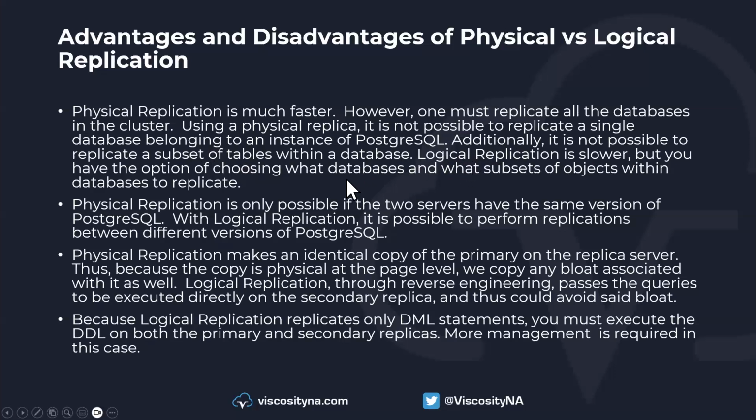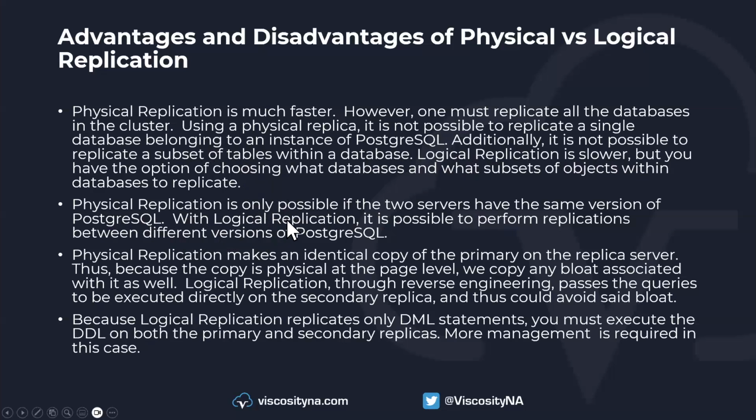Logical replication is slower, but you have the option of choosing what to replicate, whether it's a specific database or subsets of objects within a database. That could be collections of tables within a schema or just specific tables. Physical replication is only possible if the two servers have the same version of PostgreSQL, the same release version, let's say, so 17.17, 16.16.